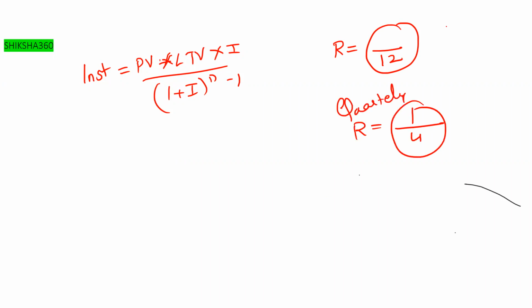And similarly, time is multiplied by 12 for monthly, and time is multiplied by 4 for quarterly. You have to do both things before applying the formula. Hope both these questions are clear to all of you.